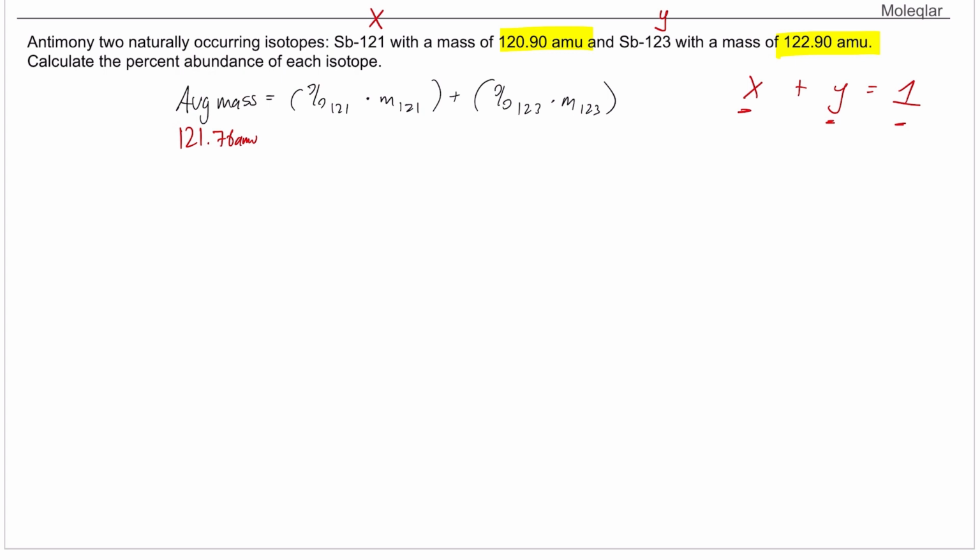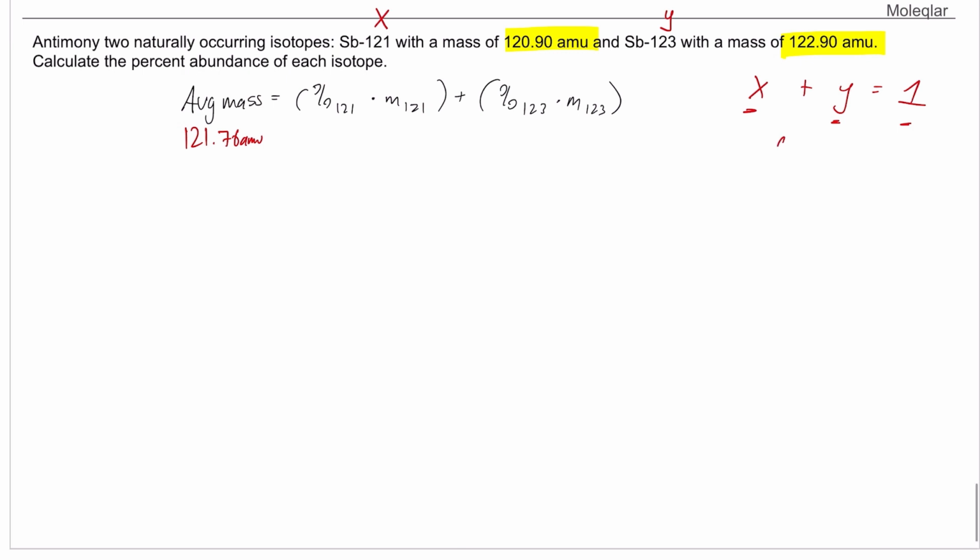Now we can rearrange this to solve for Y. So Y is equal to 1 minus X. Now we can substitute this into our equation so that we have just one variable, X. All right, so let's start plugging things in. We already have our average mass here, and we assign this as X.